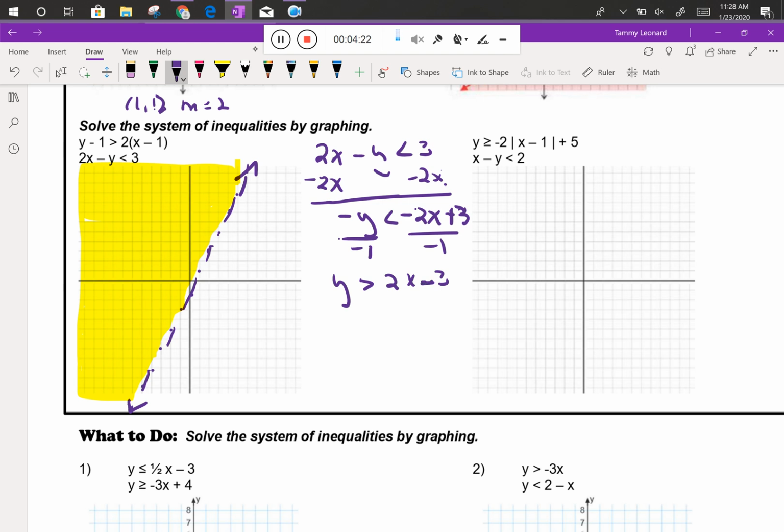So we're going to start at a y-intercept of negative 3, and we're going to go up 2 over 1. Notice that's super close to that last line, but it doesn't quite touch that last line that we did. In fact, it's parallel to that line. So this one is also dashed.